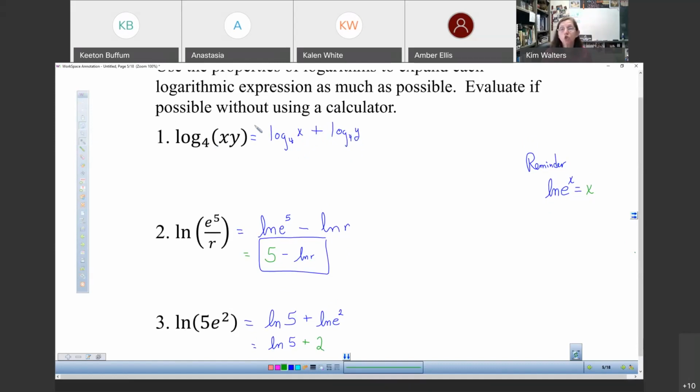Correct. So whatever is in here is going to get split apart. So in this case, we have a quotient here. So whatever expression's in the top is going to go with the first natural log. Whatever's in the bottom is going to go with the second one. So it's not, but it's almost like a distributive property. It's not, but it's kind of like that.